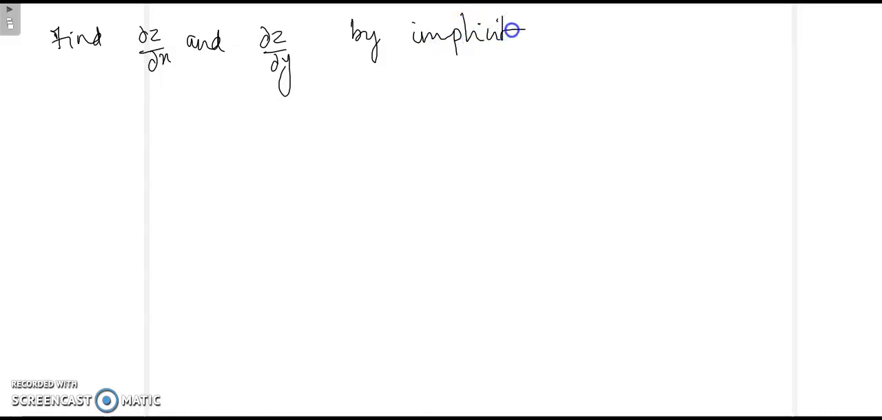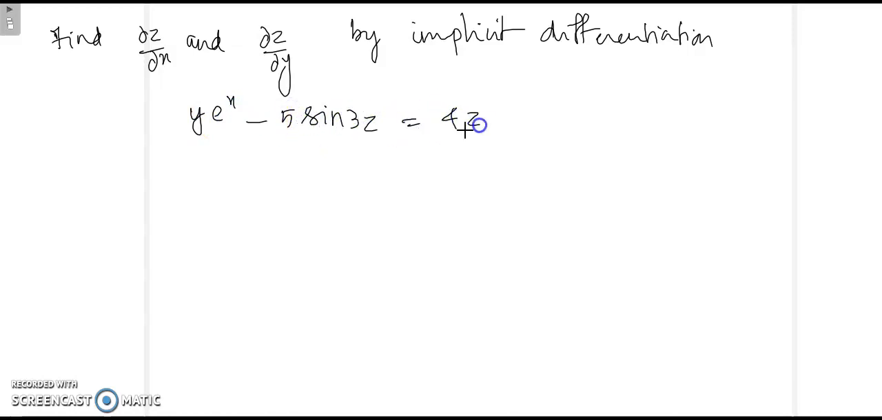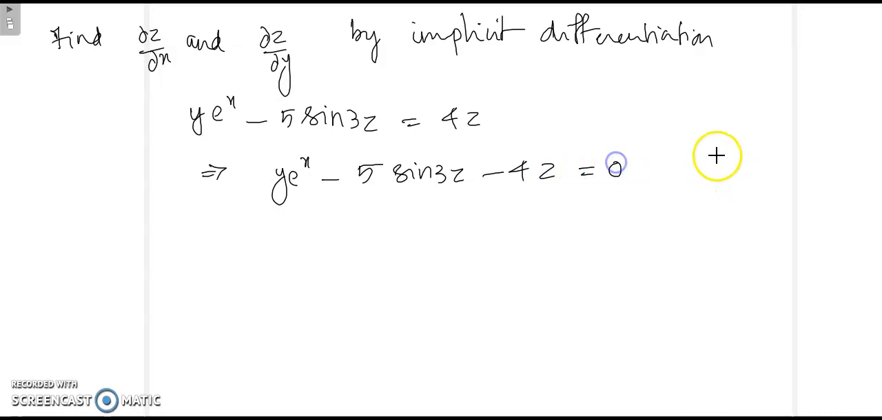So let us look at one more problem. Find dou z by dou x and dou z by dou y by implicit differentiation. So you have y raised to x minus 5 sine 3z equal to 4z. So first bring to the standard form. So you have y raised to x minus 5 sine 3z minus 4z equal to 0. So f is y raised to x minus 4z minus 5 sine 3z.